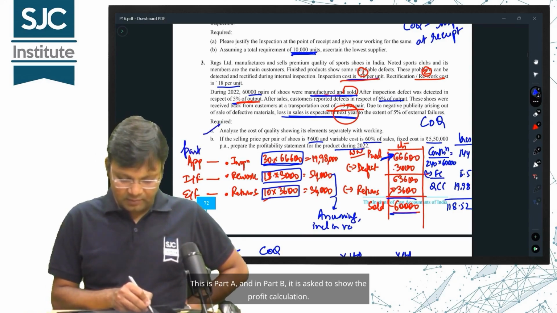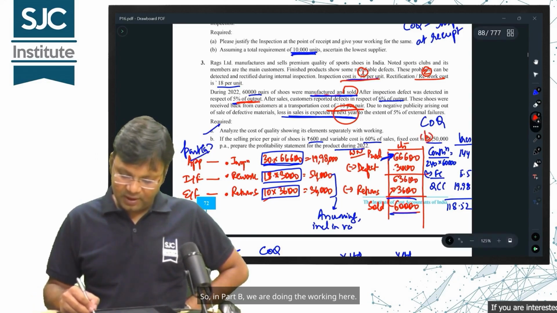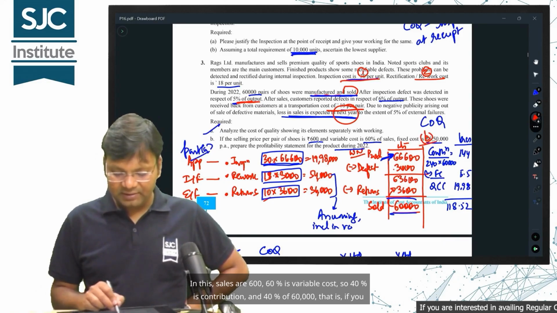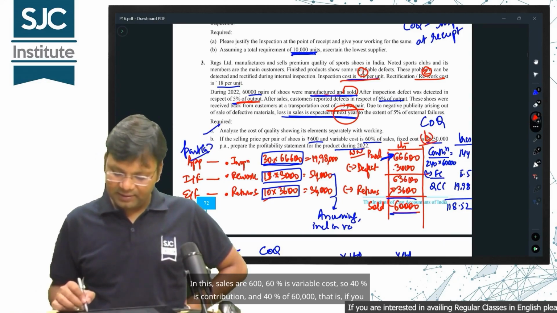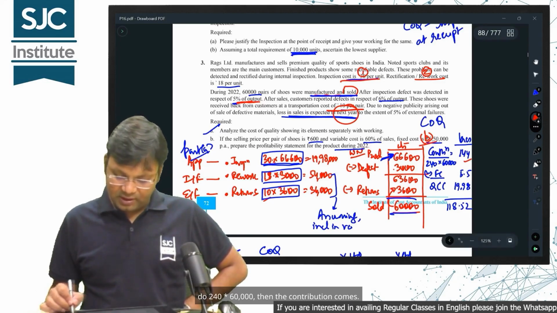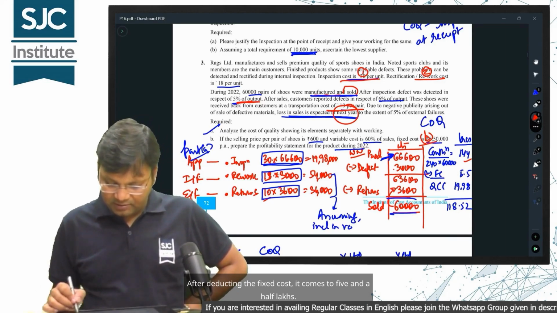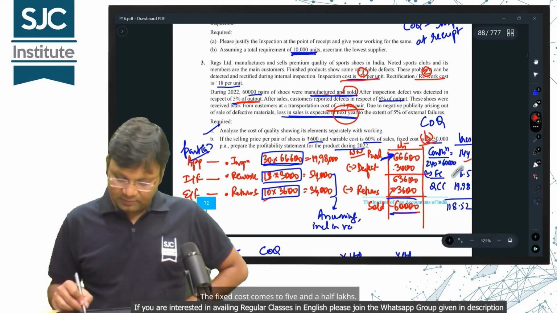This is part A, and in part B, it is asked to show the profit calculation. So, in part B, we are doing the working here. In this, sales are 600, 60% is variable cost, so 40% is contribution, and 40% of 60,000, that is, if you do 40 asterisk 60,000, then the contribution comes. After deducting the fixed cost, it comes to 5.5 lakhs. The fixed cost comes to 5.5 lakhs.